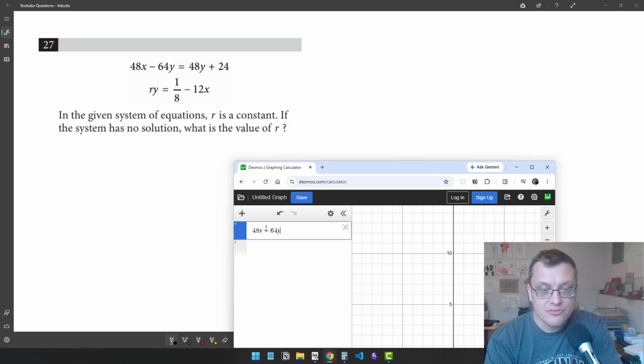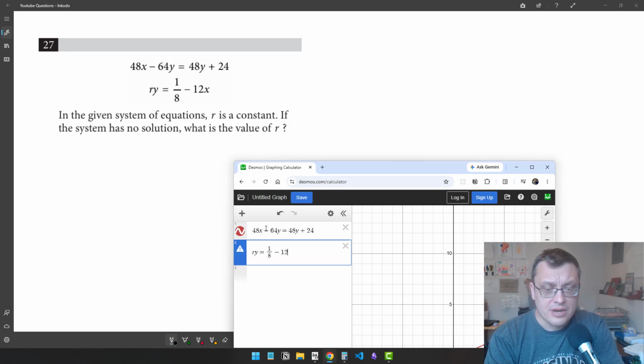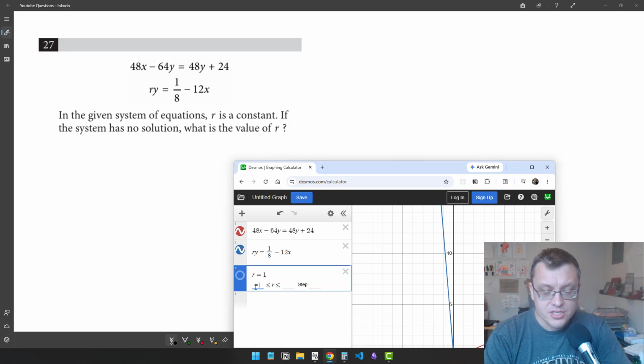But we're going to go ahead and put this in. And we're going to include r for the second one. And we're going to have to add a slider. And so at this point, let's kind of expand the range here. So negative 100 to 100.